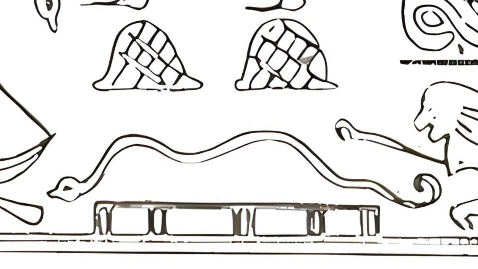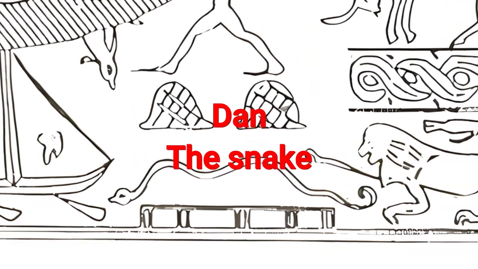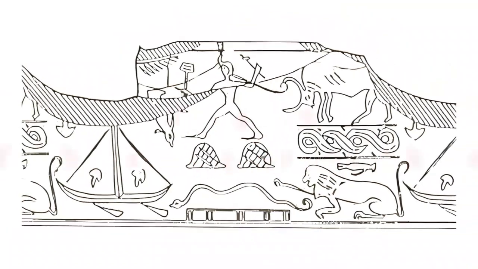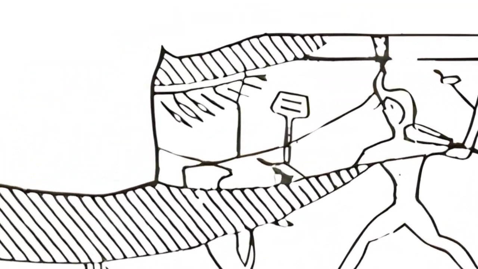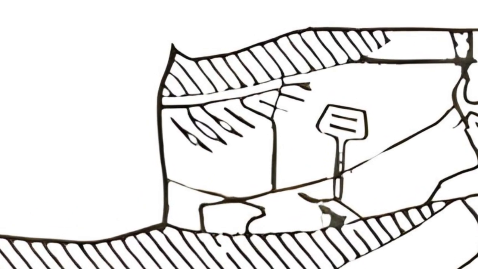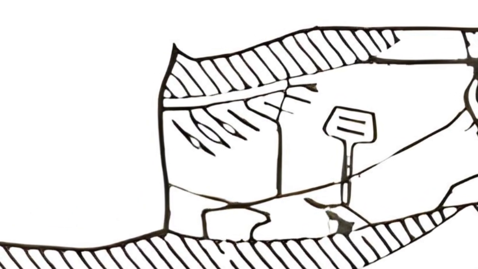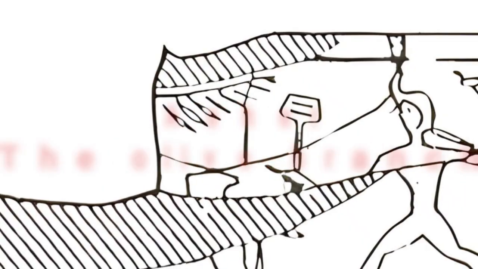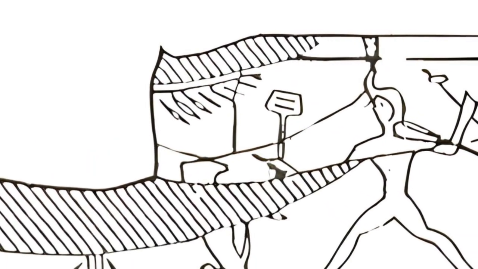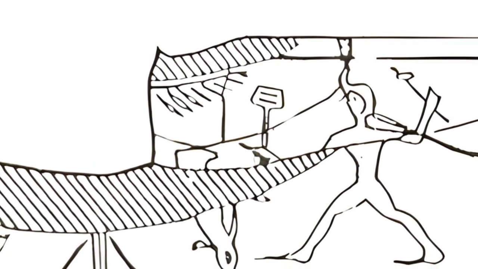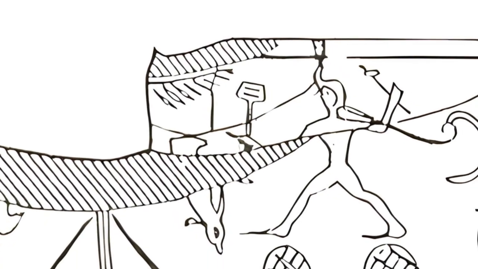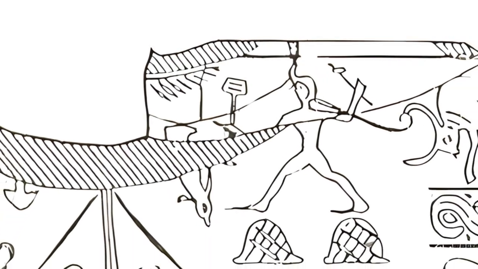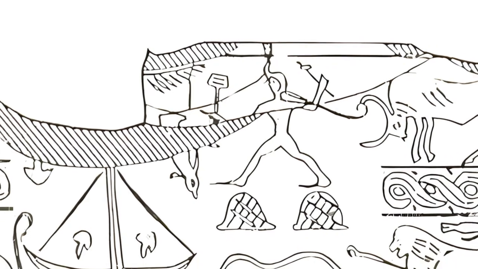Serpent. This symbol represents Dan, described as a serpent by the roadside. Deuteronomy 33:24. Of Asher, he said, Blessed with sons is Asher. May he be favored by his brothers, and may he dip his feet in oil. Olive branch. This symbol could represent Asher, blessed with a land rich in olive trees. The branch has 8 leaves, which may reference Asher's position as Jacob's 8th son. Asher was promised a life filled with abundance and rich foods, a promise that the history of his descendants confirms.